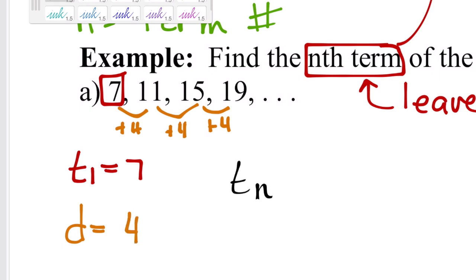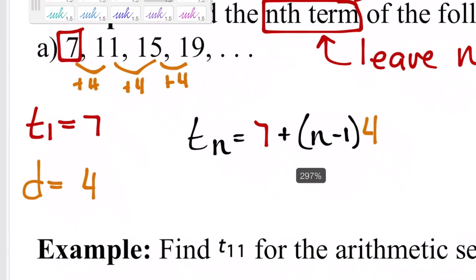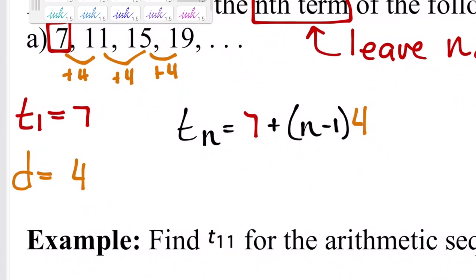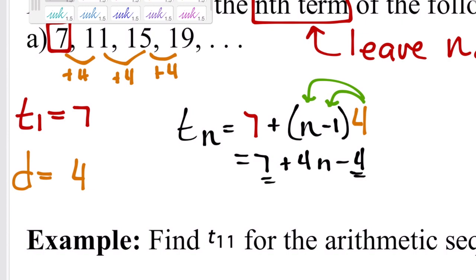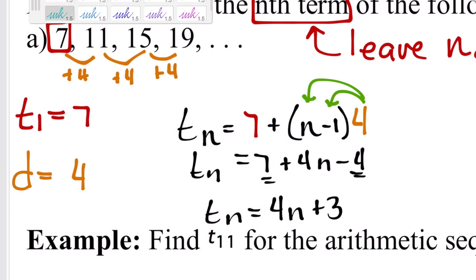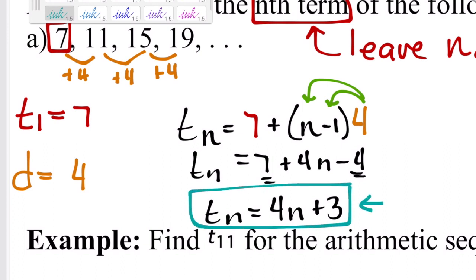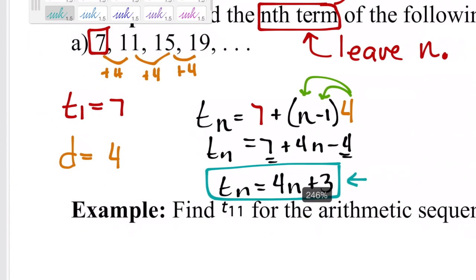So I'm looking at t sub n. Again, we're leaving the n. And then I'm plugging in my 7. Plus, again, leaving our n, and then multiply by 4. So here I can do some distribution and try to simplify some terms. I'm going to distribute in my 4. So I've got 7 plus 4n minus 4. Combining my 7 and my minus 4, t sub n is going to be equal to 4n plus 3. And then we're finished with that. I'm leaving my n's in and solving for the rest, or simplifying what I can.